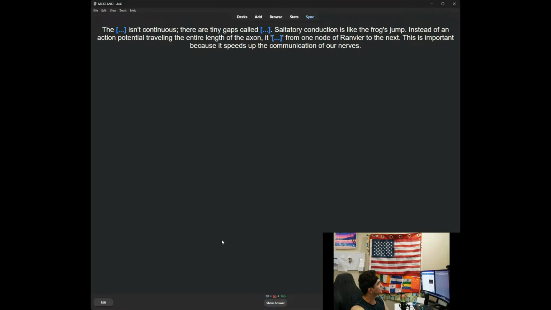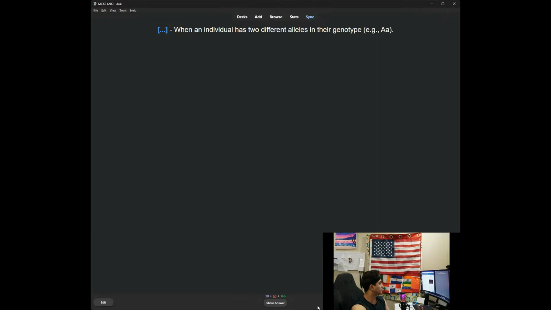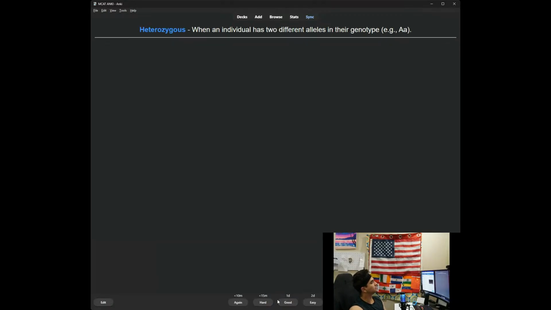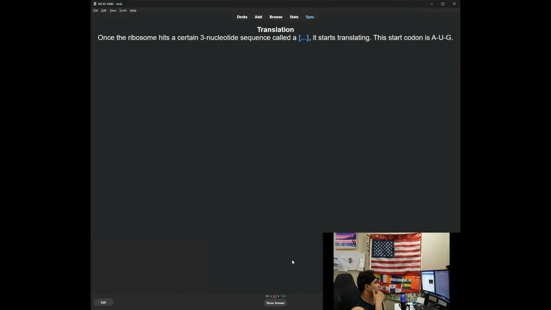The axon is continuous, and the technique that's called around here. Instead of oxygen, it jumps. Heterozygous. Adaptive, specific response time is hours to days. Very slow. It's called a sarcodon.